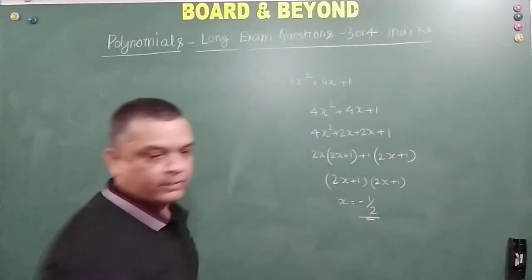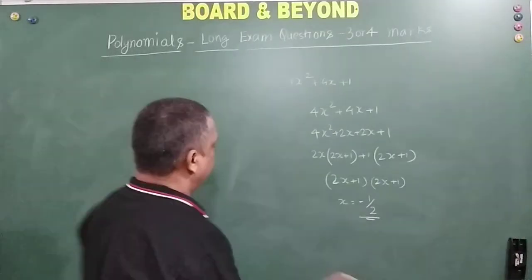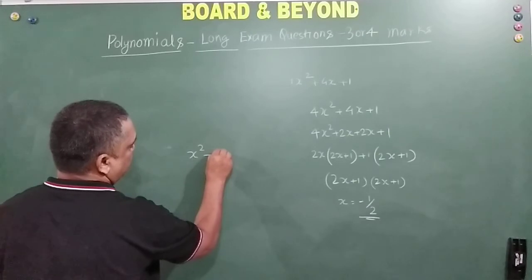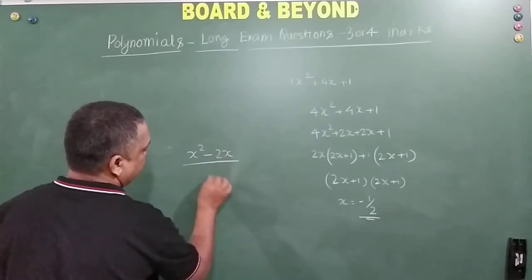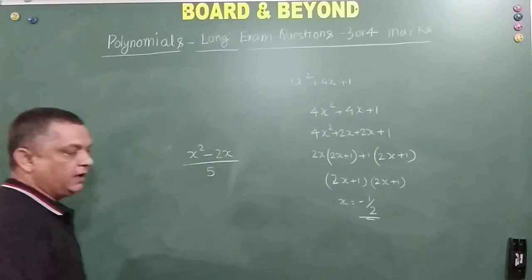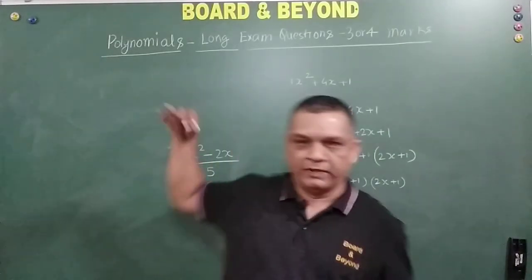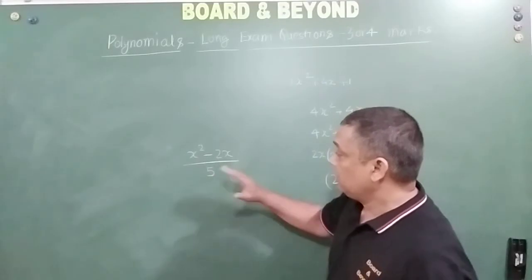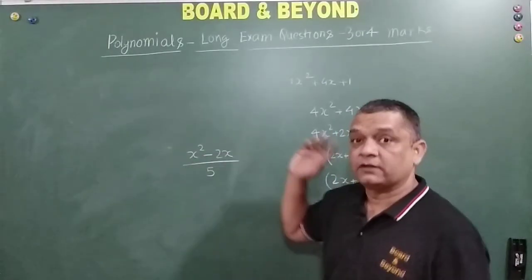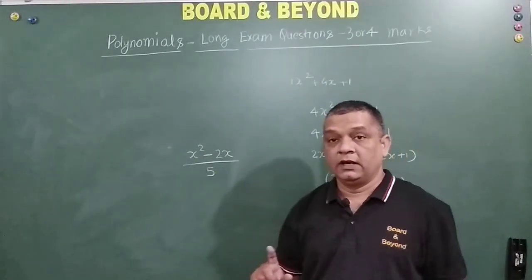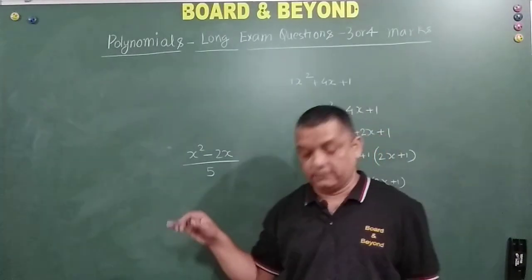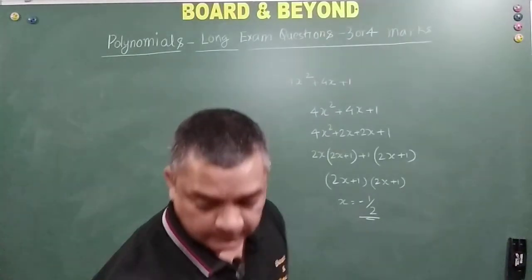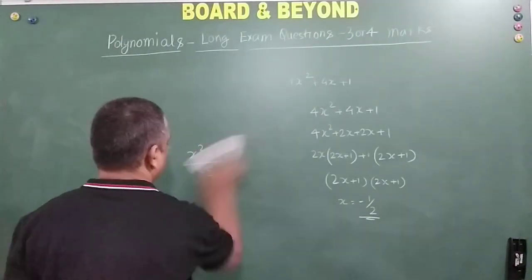So the takeaway from this question is that, let's say I get x square minus 2x divided by a constant, let us say 5, as a factor of a certain polynomial. Then please use only the numerator. This will be a factor of this polynomial. Please don't take the denominator. You will have a real tough time in actually dividing it. So that is the takeaway from this question.